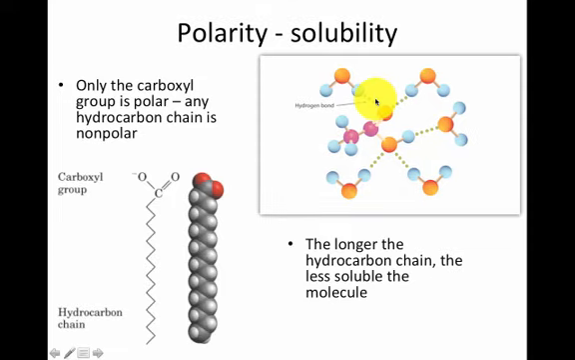However, not all carboxylic acids are that soluble, and that's because only the carboxyl group is actually polar. The rest of the molecule, if there's a long hydrocarbon chain like this molecule, is non-polar. So we get a situation where only the top end of the molecule can actually be solvated in water, but the rest of it cannot. So the longer the hydrocarbon chain, generally, the less soluble our carboxylic acid is.